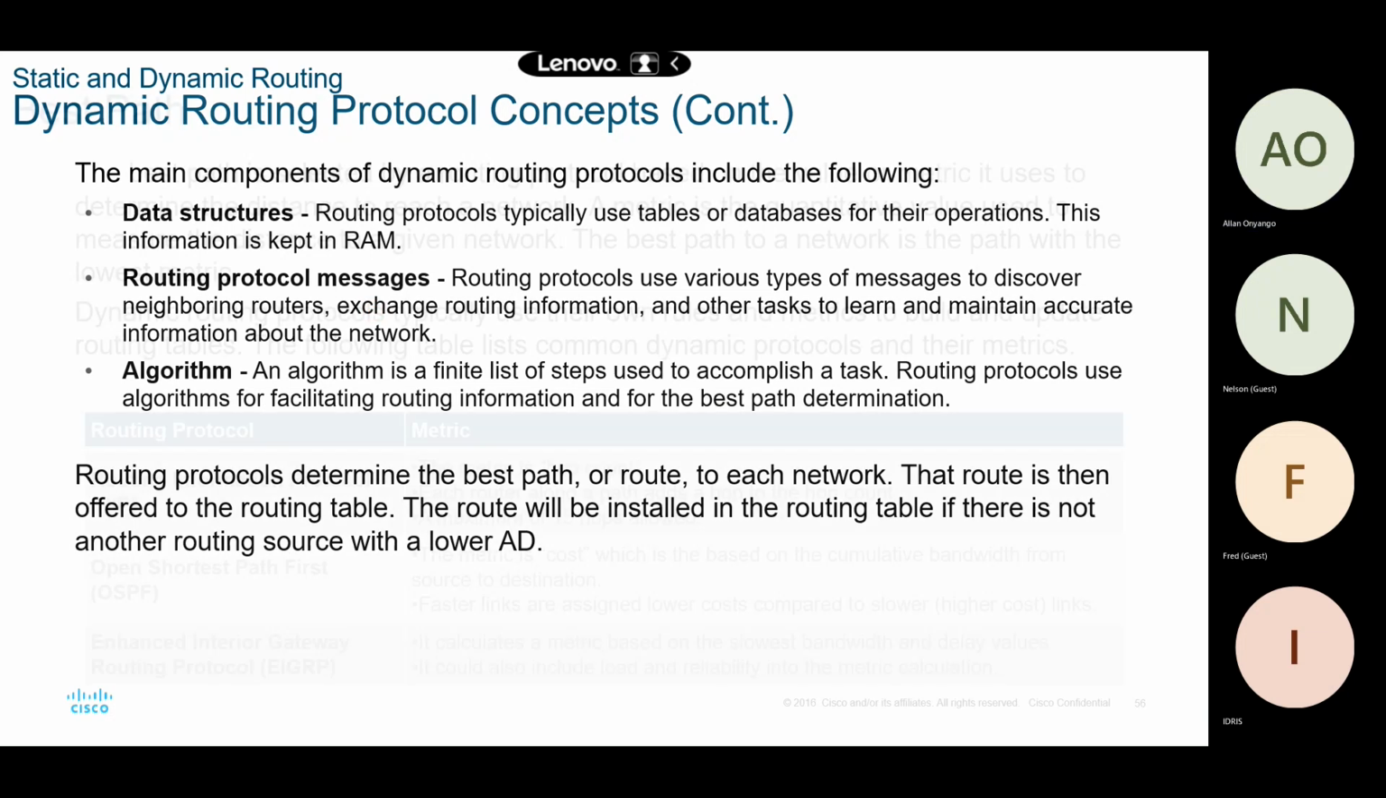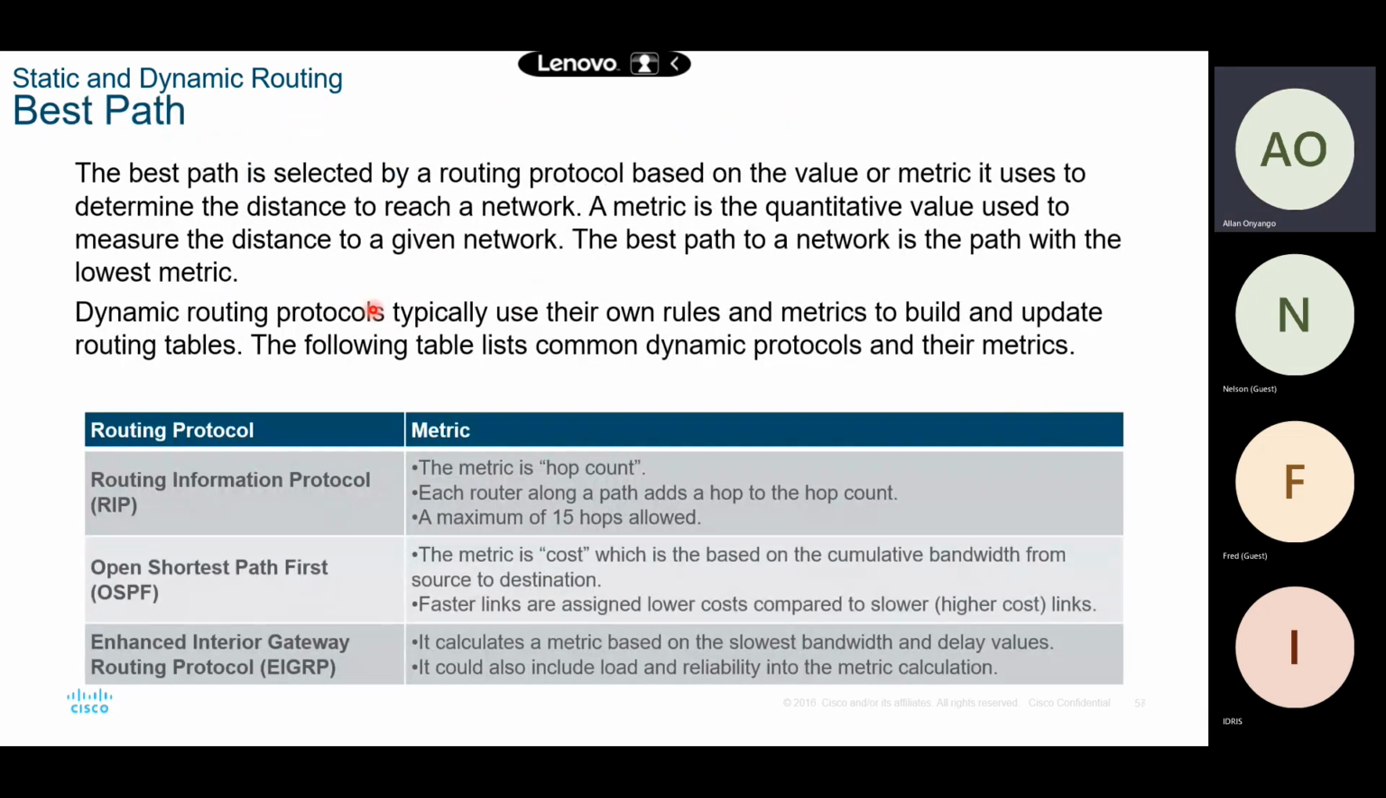Okay, and just before we get going, choosing the best path is something that is very important for the router, and the best path could be chosen based on the value or the metric that is used to determine the distance. A metric is normally just a value used to measure the distance to a given network. And so dynamic routing protocols use their own rules and metrics to build and update these tables.